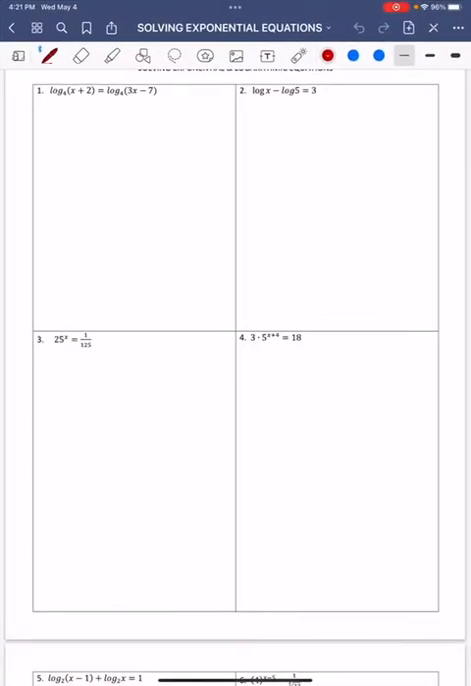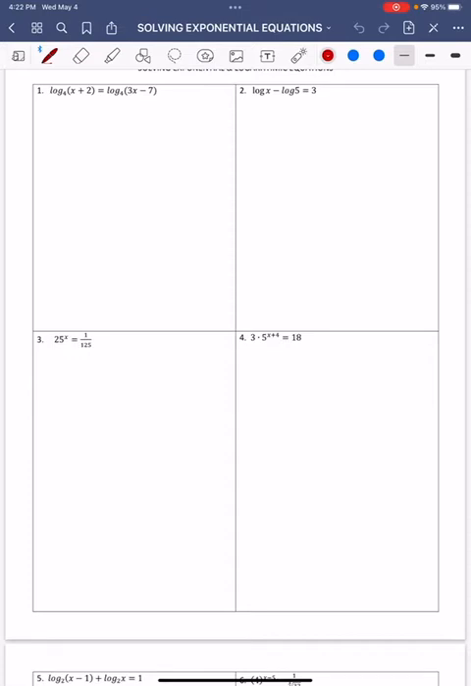Okay, I'm hopeful that in this video we can go through some of the different examples of solving log and exponential equations. It's confusing. I haven't been there, so hopefully we do these 8 examples and clear up some confusion.